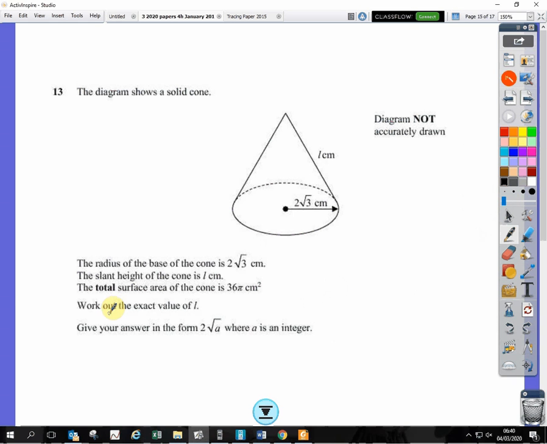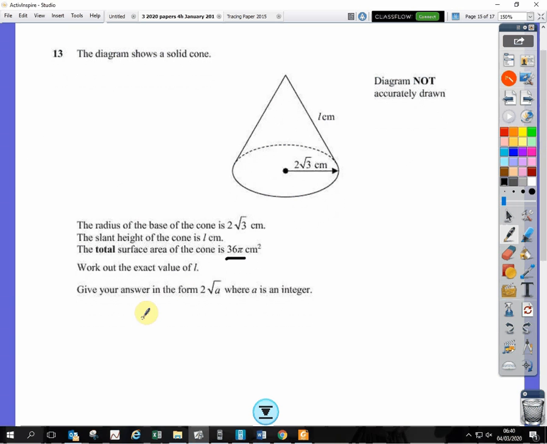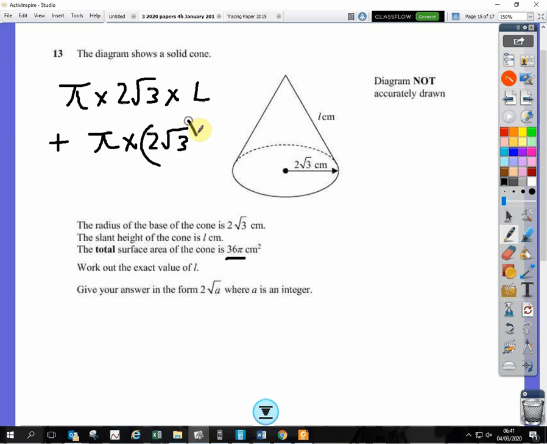So, the slant length of the cone is L. The total surface area is 36 pi. Total is in bold, so that means we need to include the circle and the curved surface area. So, work out the exact value of L. So we have pi times r times L. That's for the curved surface area. We also have the circle at the bottom, which is pi times 2 root 3 squared. And this is equal to 36 pi.